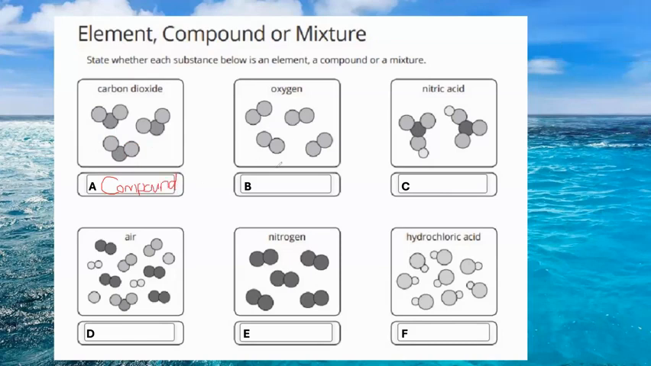What about B? Element. You have all the same atoms. That is an oxygen. That is an element.